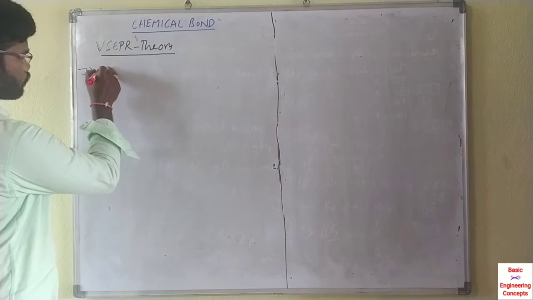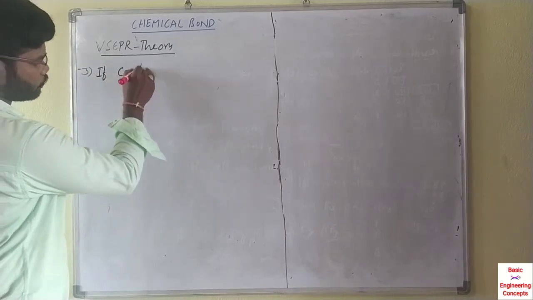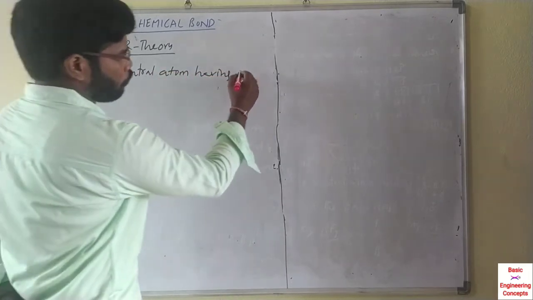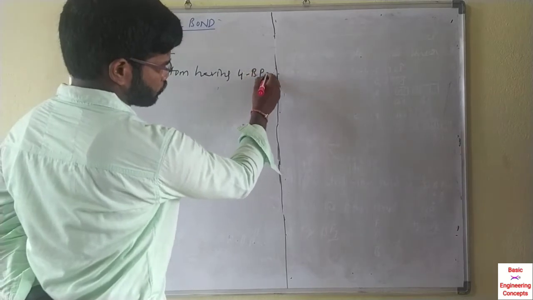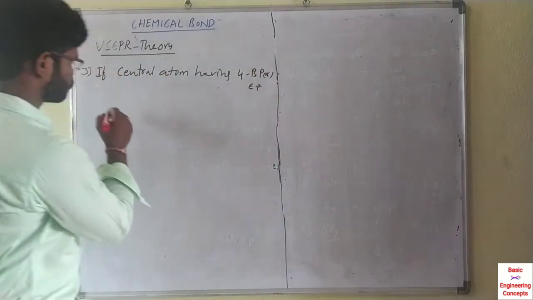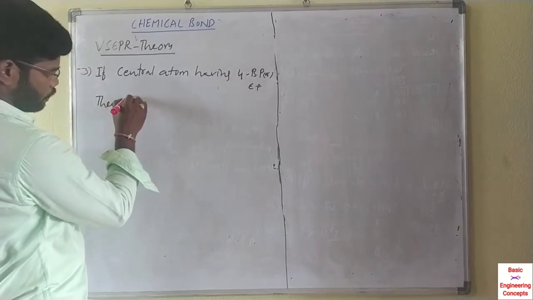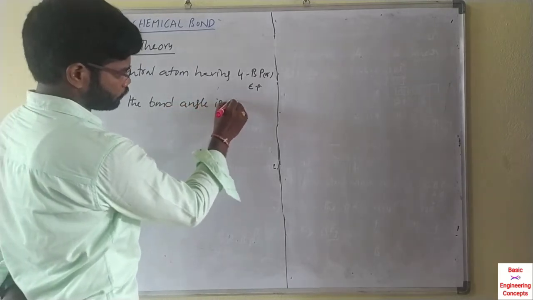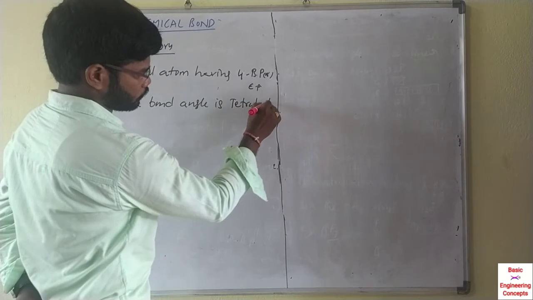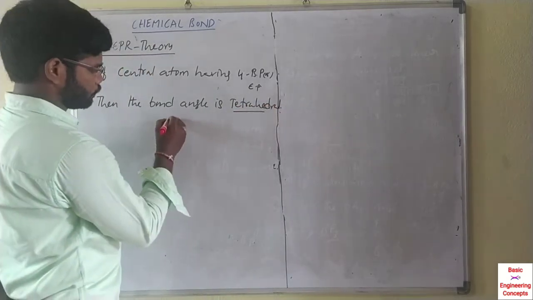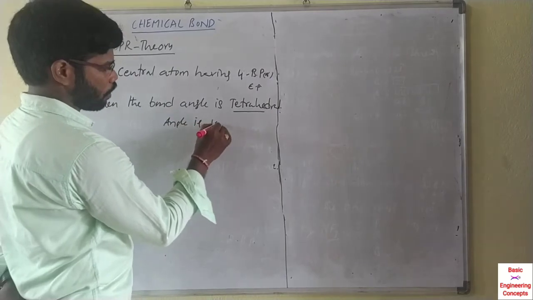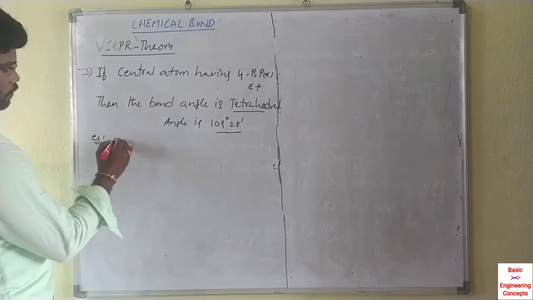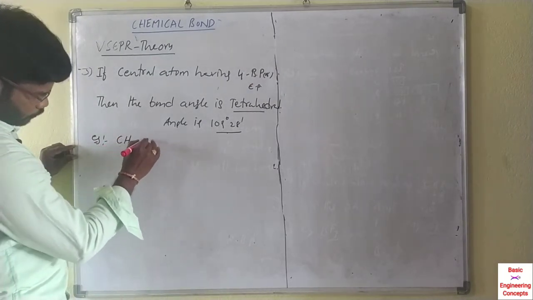Third one: if the central atom has 4 bond pairs or electron pairs, then the structure is tetrahedral and the angle is 109 degrees 28 minutes. Very important. Example, CH4, methane.